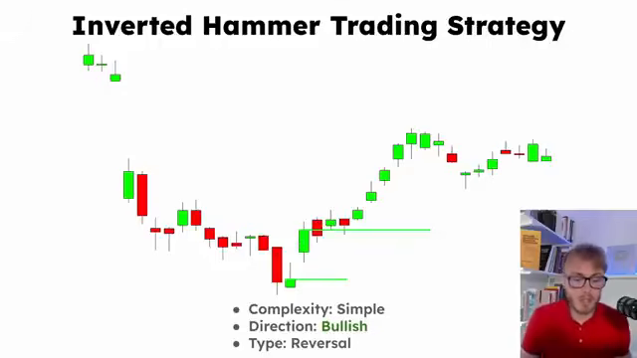And what about our stop loss level? Well, the most sensible stop loss point here, at least in my opinion, is to look out for the lowest point of the candle that happened before the inverted hammer.